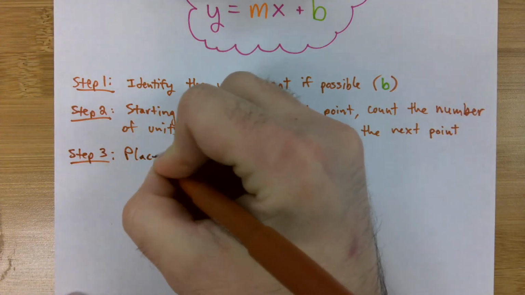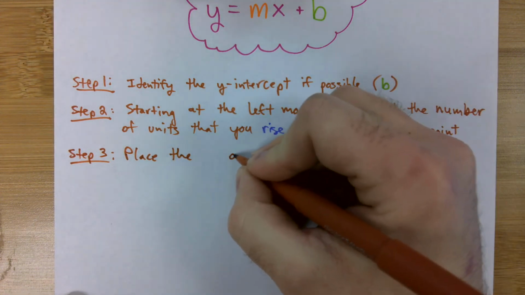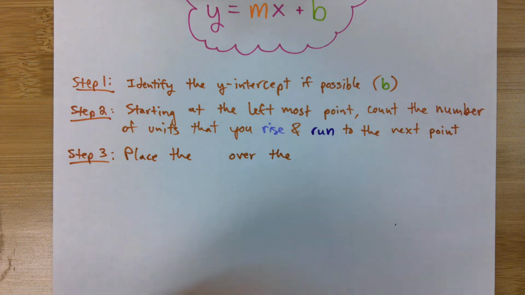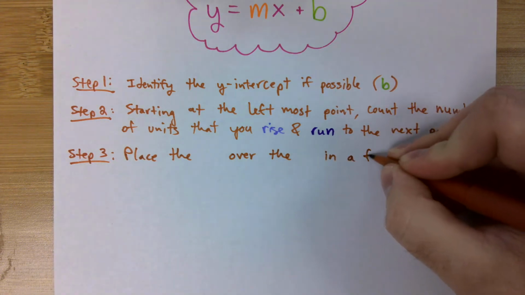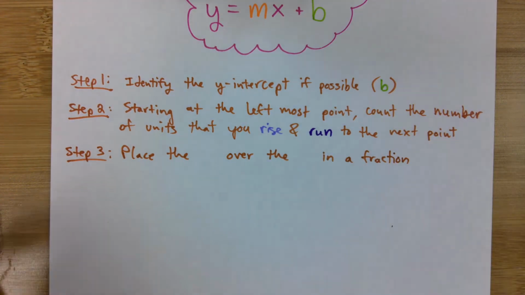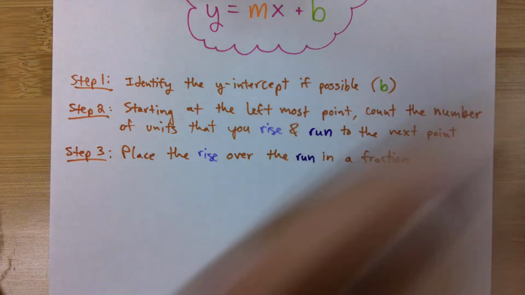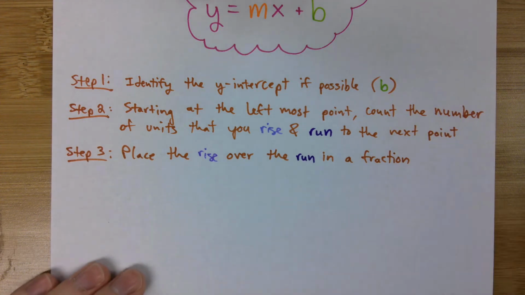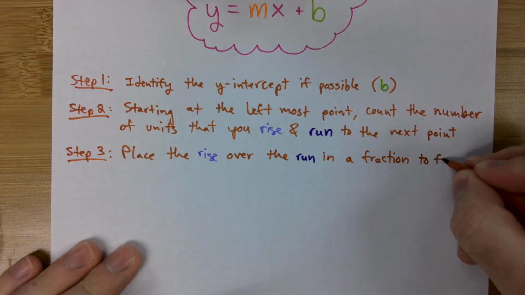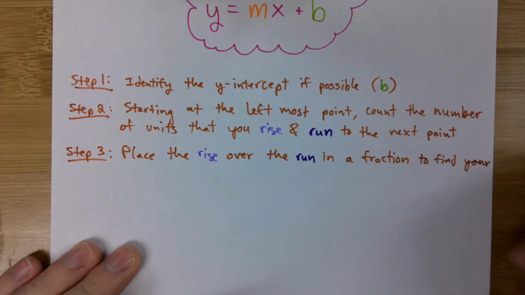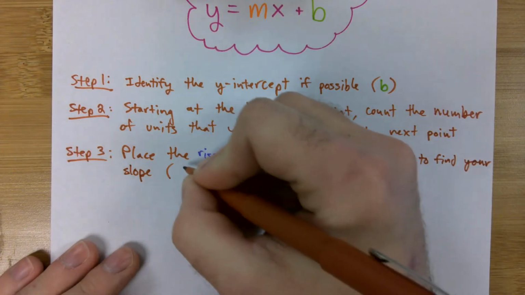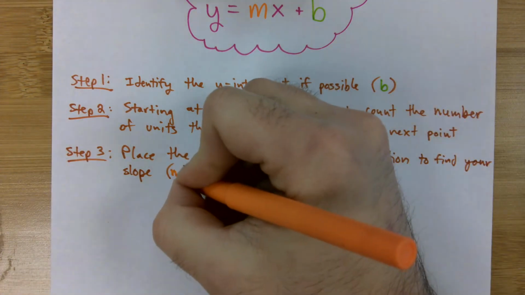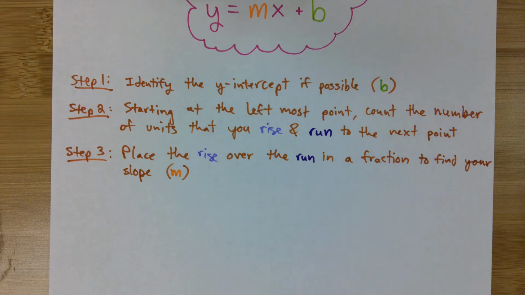Step 3. We're going to put the rise over the run in a fraction to find your slope, which, as we know, is represented by the letter M. Give you guys a second to write that down.